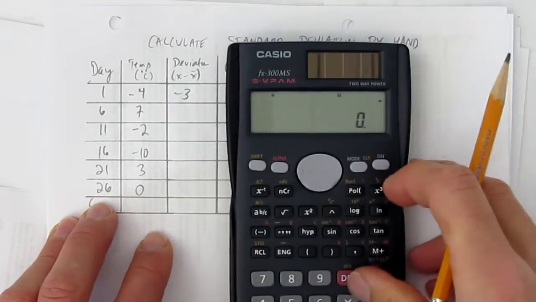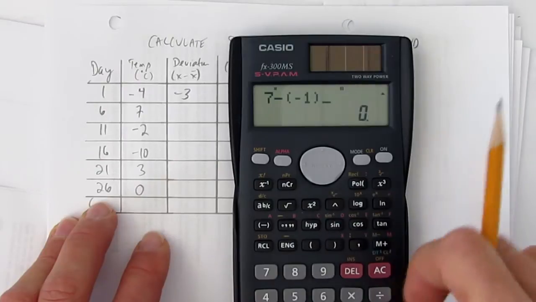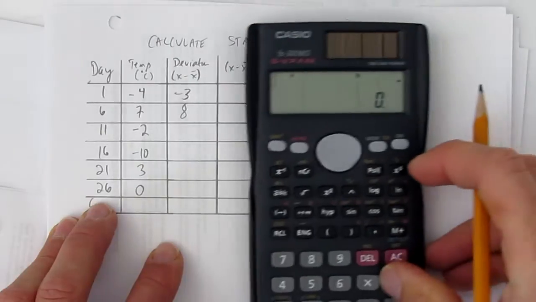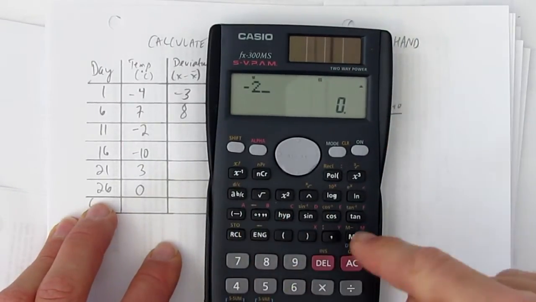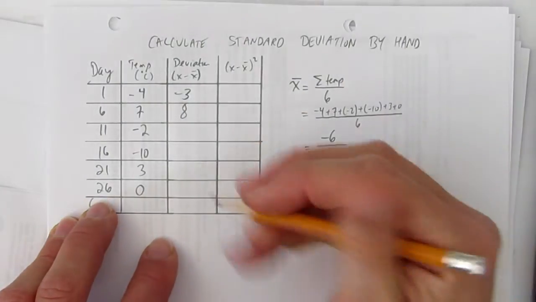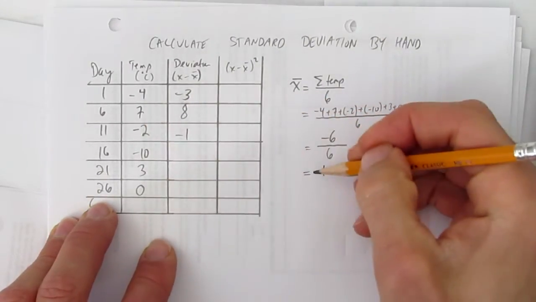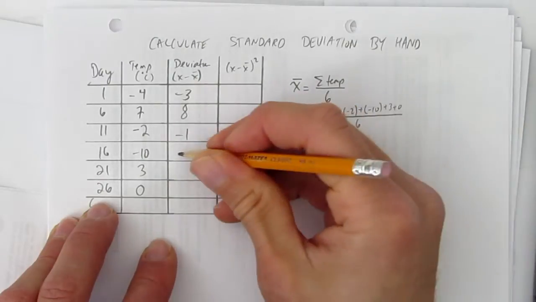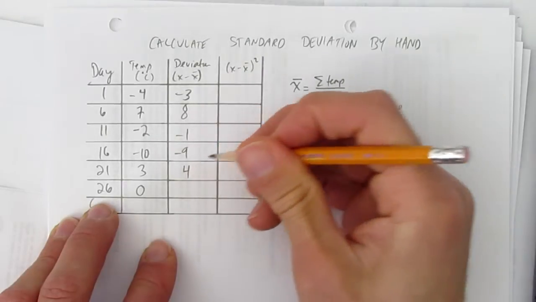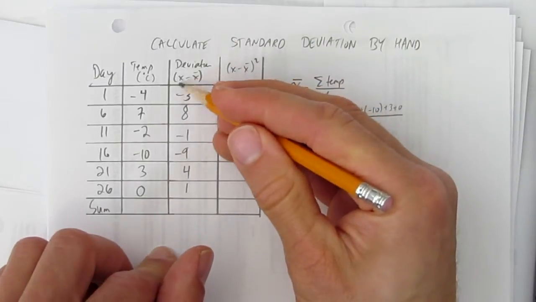Here, let's do the next one. How far away is 7 from -1? What's 7 minus -1? 8. No surprise there. 7 is 8 above -1. You might not even need your calculator anymore. I'll do one more. How far is -2 away from -1? So -2 minus -1, -1. In other words, this was 3 below, this was 8 above, this was 1 below. -10 is -9 below. Or use your calculator. 3, that's 4 above, and 0 is 1 above. That is, these are the deviations, how far each item is from the mean.